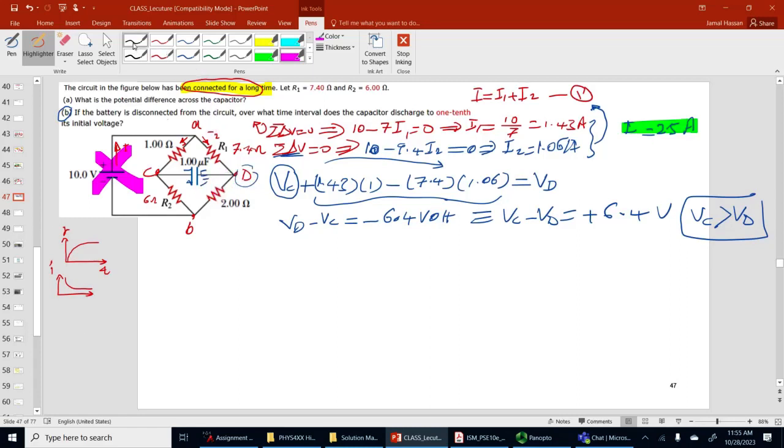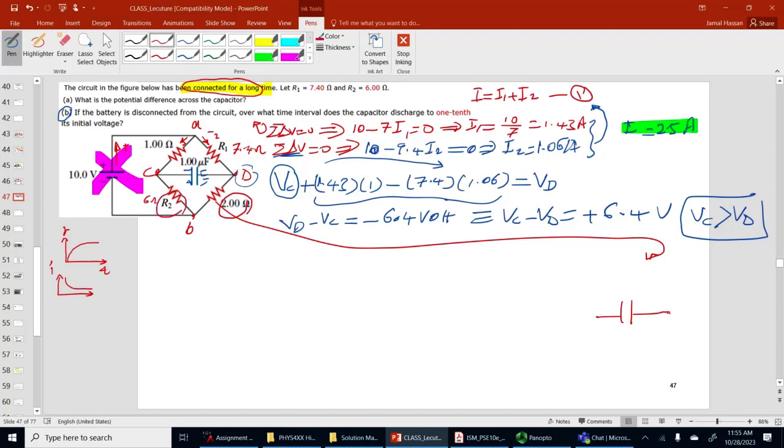So think about these 4 resistors. I'm going to just redraw them this way, just to make things easy for you when you solve. So this is the capacitor. Okay, the two lower resistors will be in series, like this. The upper ones will be in series as well to each other. So now this will be 7.4, 1 ohm, 2 ohm, 6 ohm. You could even change this one more time.